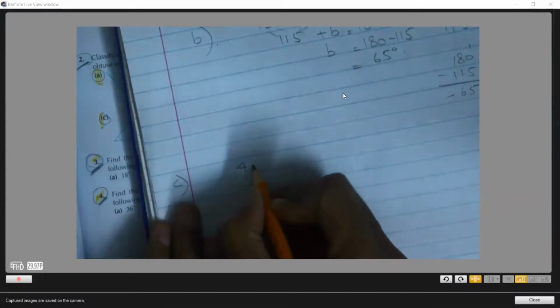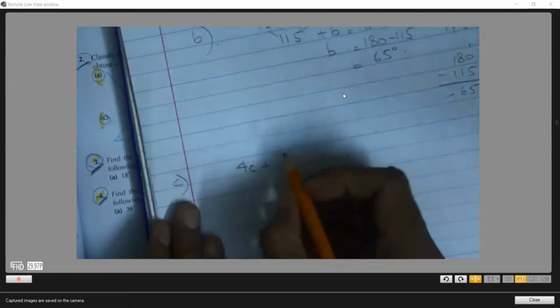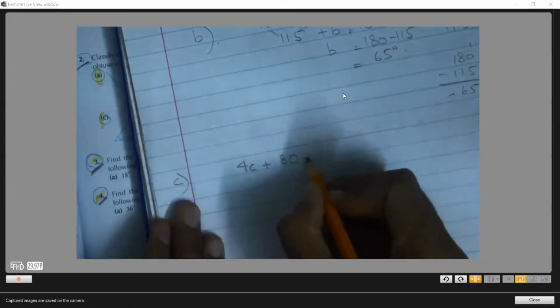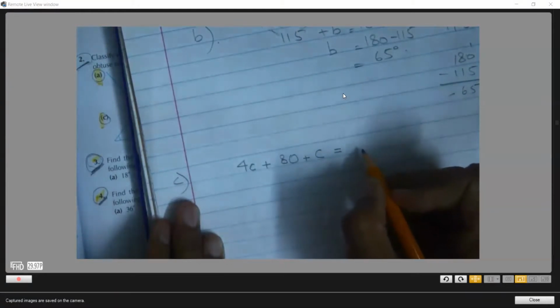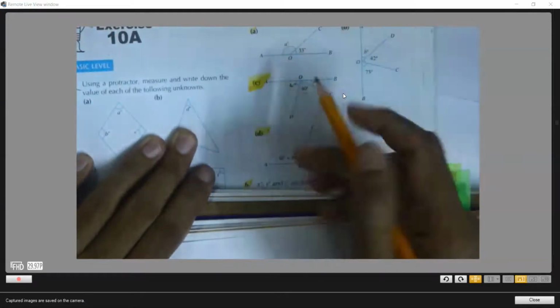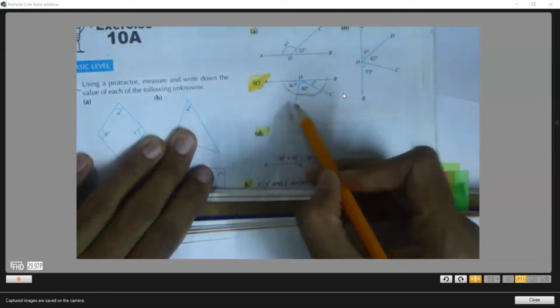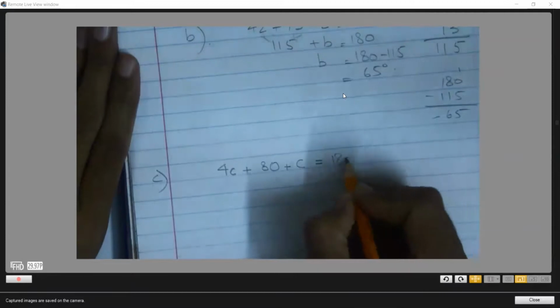So what's the equation, Uswa? Is it 4 plus 80, or 4C plus 80? So 4C plus 80 plus C is equal to 180. This is a straight line, so all these angles should add up to 180.